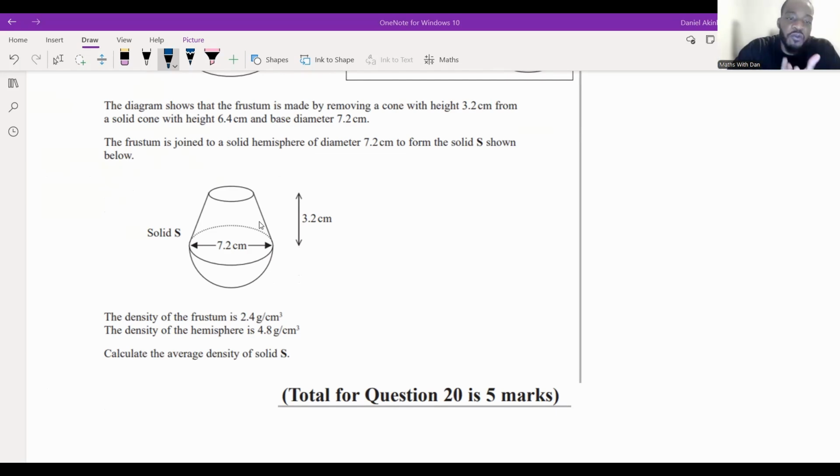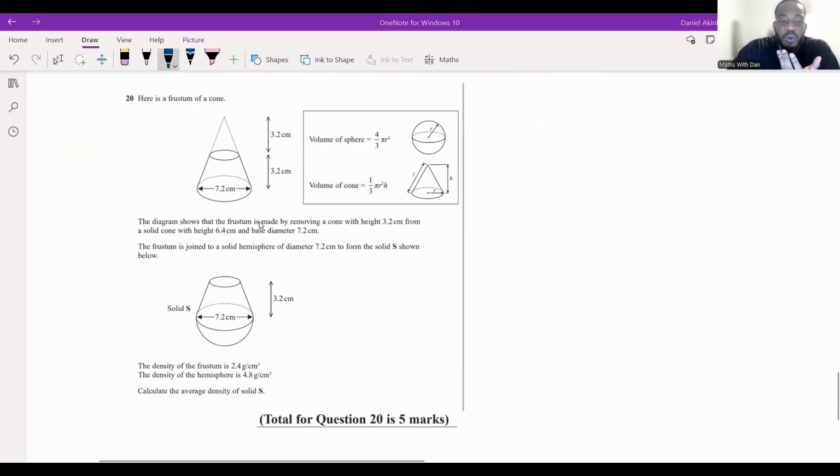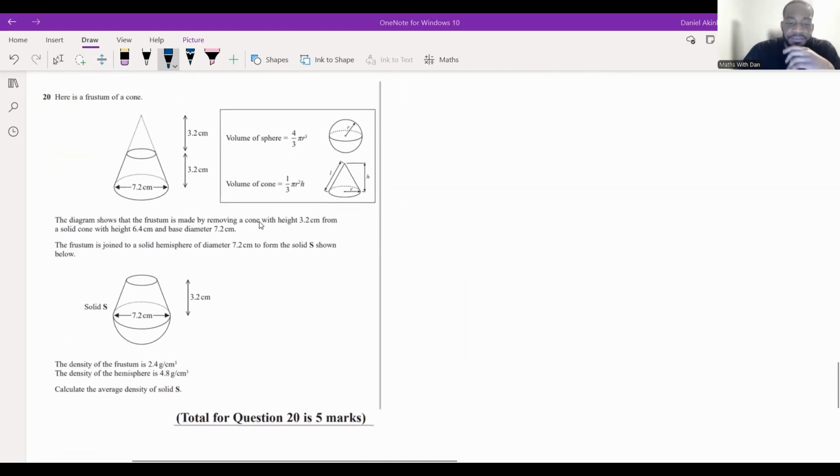So can somebody tell me what the formula for density is, please? What is the formula for density? Thank you very much, Jamelia.